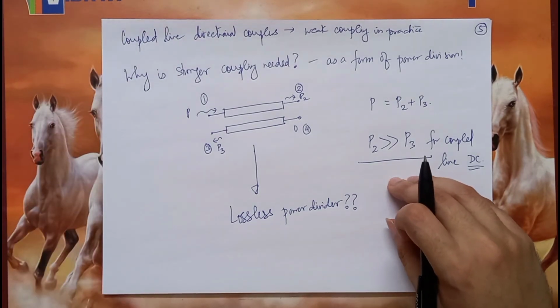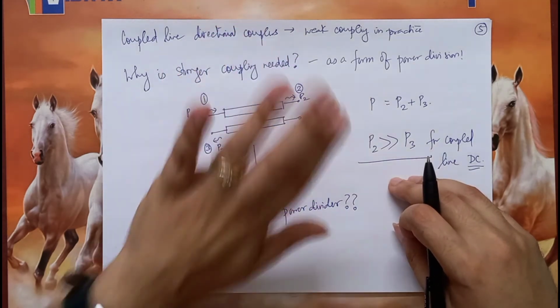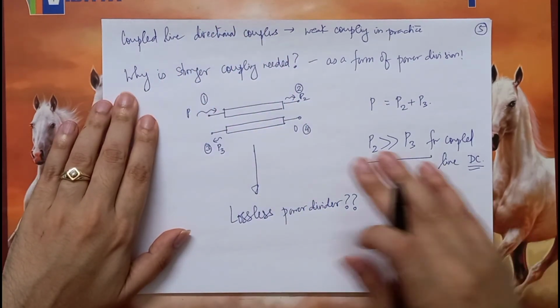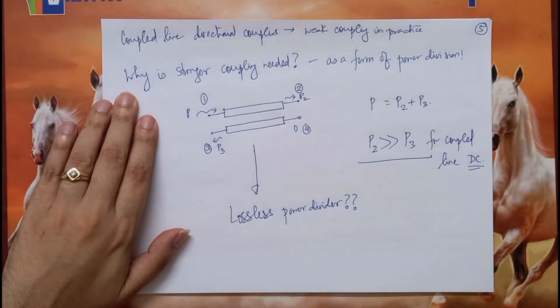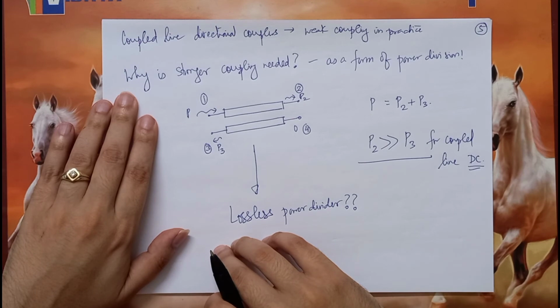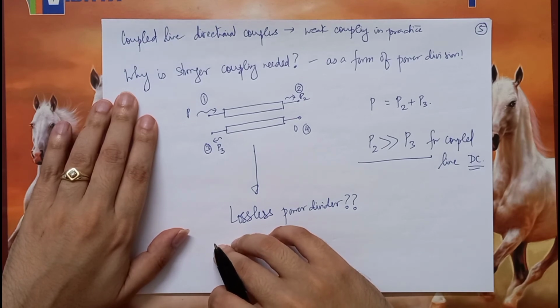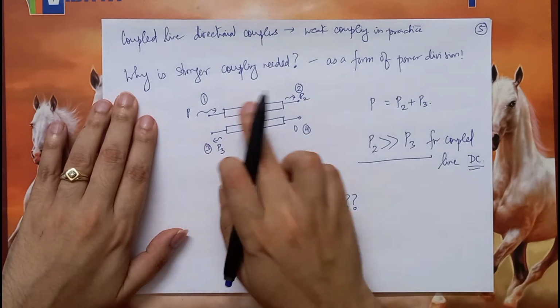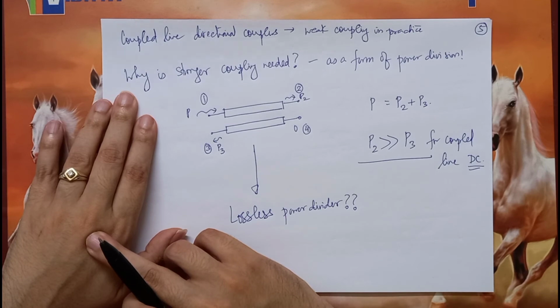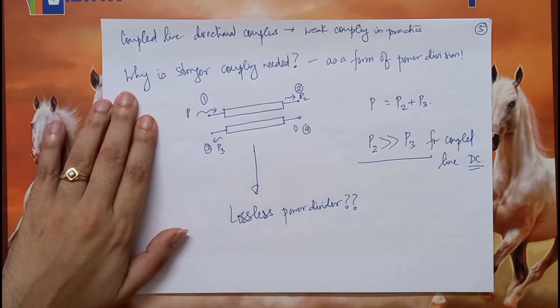This gives us the prospect of a lossless power divider, but what we know from our discussion so far is that it is impossible to achieve equal power division between ports 2 and 3 with coupled lines. It is rather not possible. So the only way to do so is to have some kind of direct path between the two conductors. By doing so, we can send more power to port 3, but at the same time we are losing something.